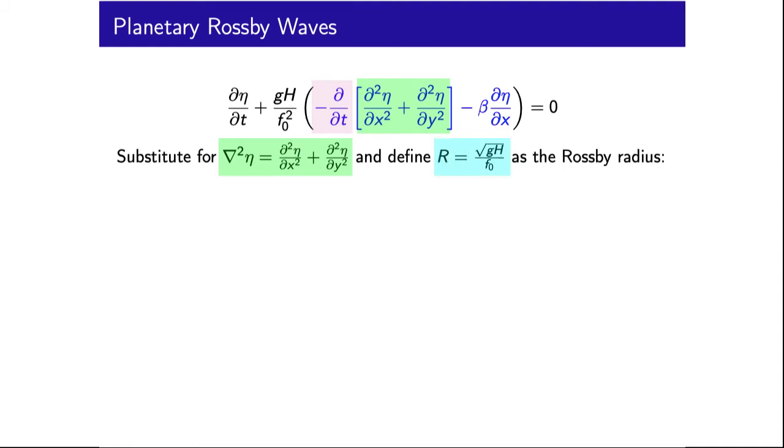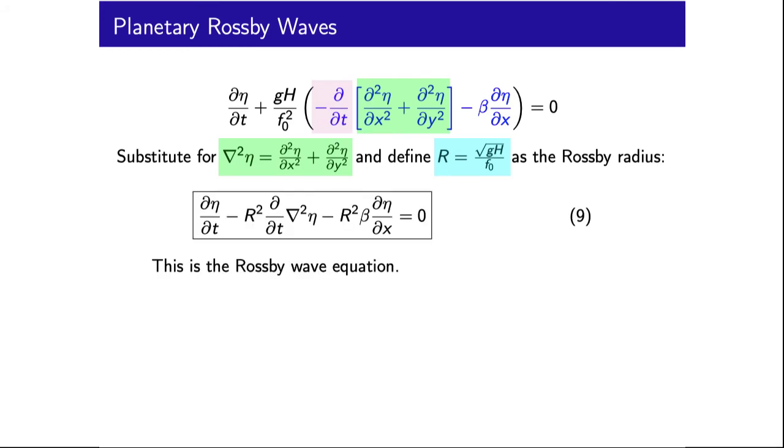We can also define r, the Rossby radius, as the square root of gH on f, and substitute this back in, giving the time derivative of eta minus the Rossby radius squared times the time derivative of the Laplacian of eta minus the Rossby radius squared times beta times the x derivative of eta is equal to 0. This is the planetary Rossby wave equation, and it describes the motion of small perturbations on top of the background geostrophic flow.